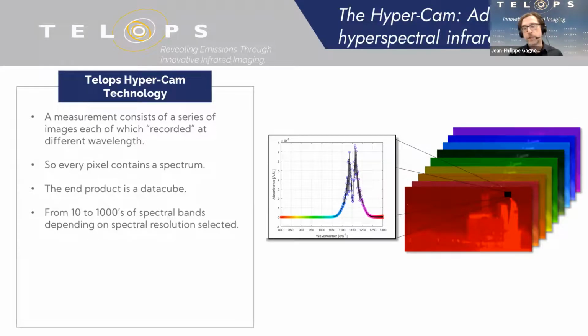Depending on the spectral resolution that you choose, which is user selectable, you can end up with a data package composed of 10 images or thousands of images. So the spectrum can be very precise, or not so precise, having only 10 spectral channels. So you're really able to tailor the camera to your needs.